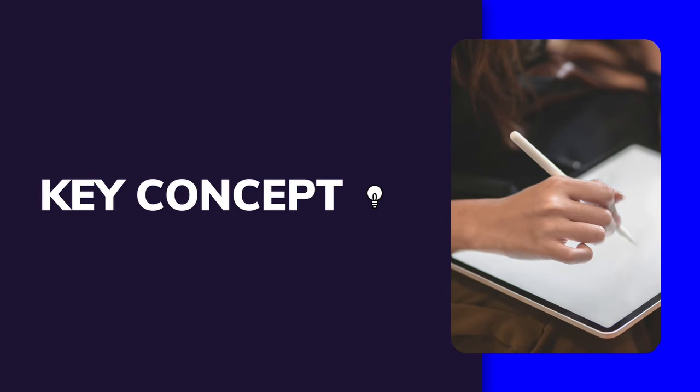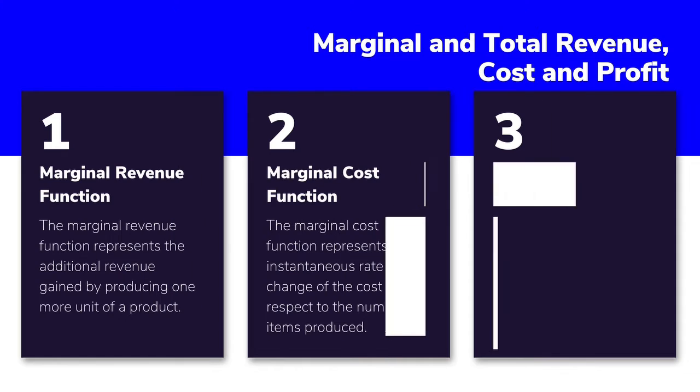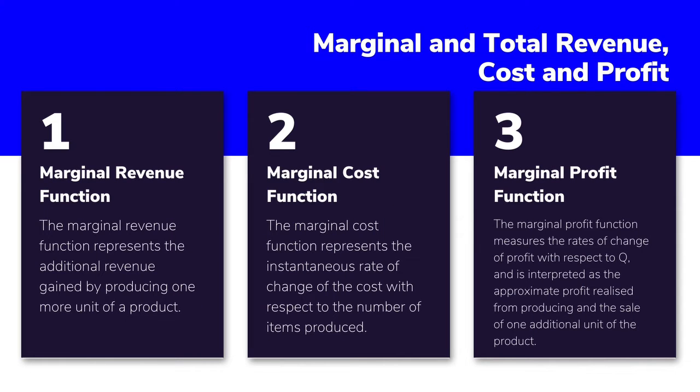There are two key concepts in this application of integration in economy. The first key concept is marginal and total revenue, cost, and profit. This key concept can analyze problems about the marginal revenue function, marginal cost function, and marginal profit function. The marginal revenue function represents the additional revenue gained by producing one more unit of a product.